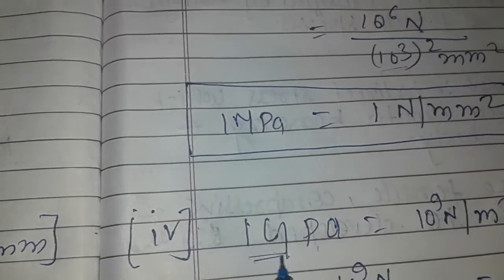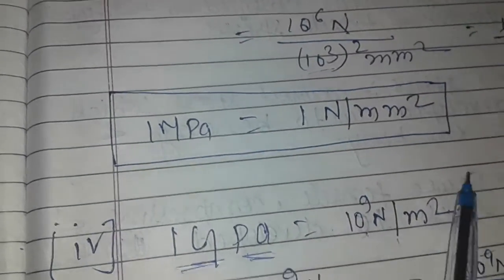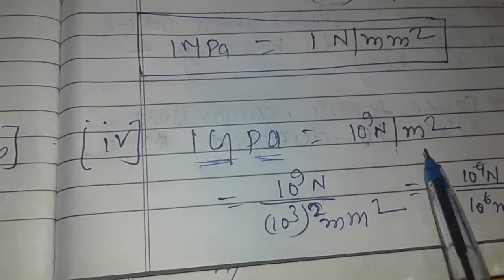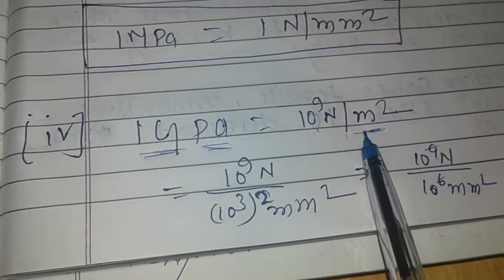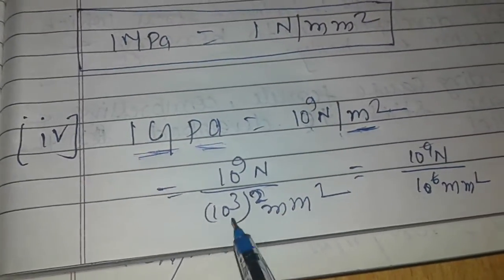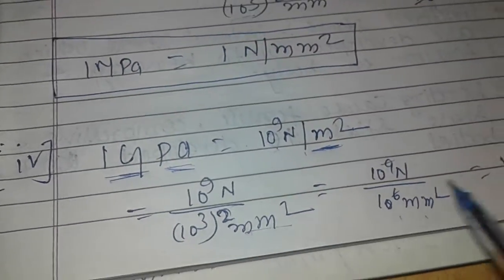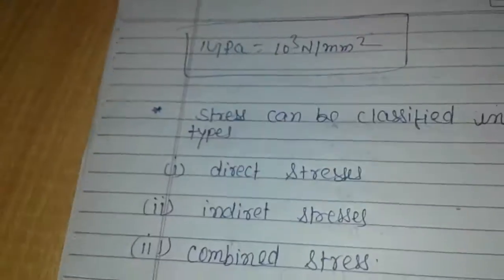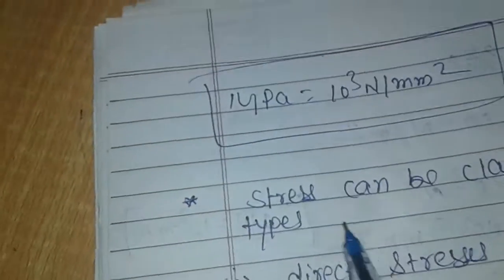1 gigapascal: giga is 10 to the power 9, and Pascal is Newton per meter square. So 10 to the power 9 Newton per meter square, and since 1 meter square is 10 to the power 6 mm square, we get 10 to the power 3 Newton per mm square. 1 gigapascal is 10 to the power 3 Newton per mm square.